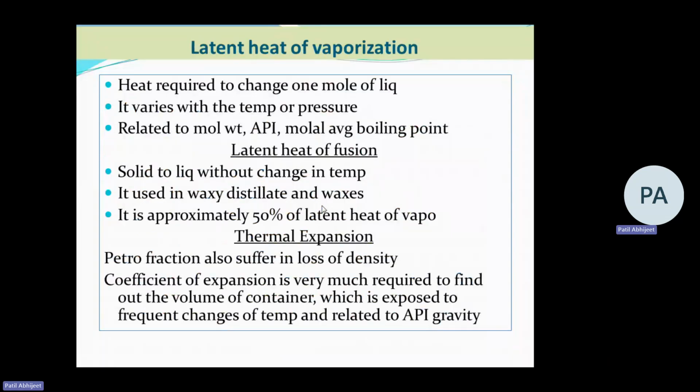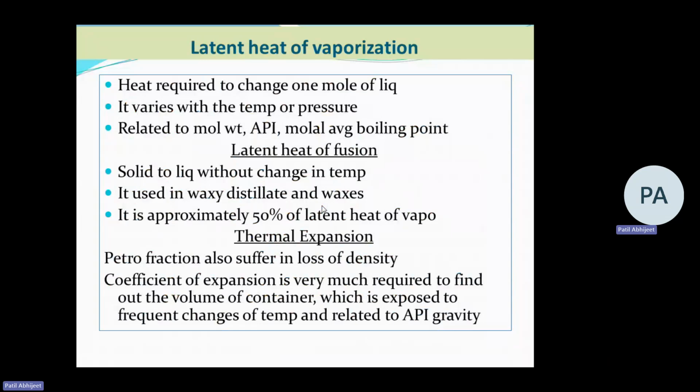Next is latent heat of vaporization. We know that it is the amount of heat required to change 1 mole of liquid to vapor. Latent heat involves a phase change, so it is the amount of heat required to vaporize 1 mole of liquid to the vapor phase. Always remember that the latent heat of vaporization depends mostly on temperature and pressure.